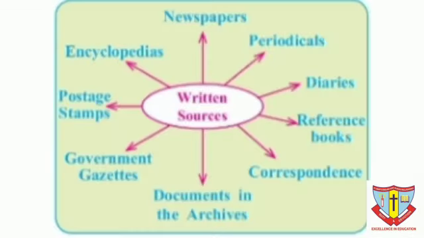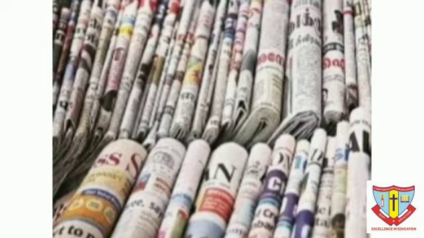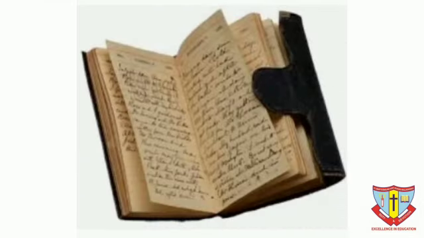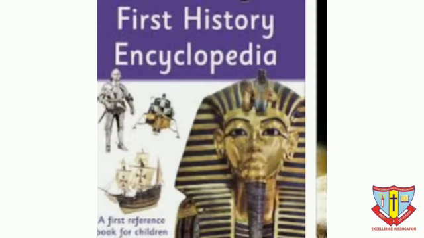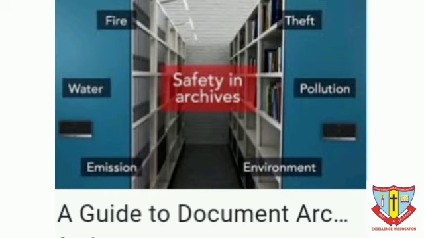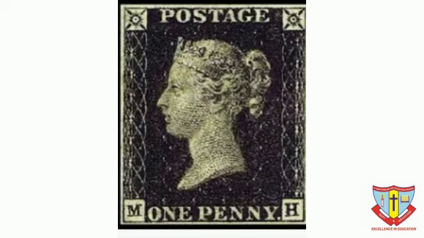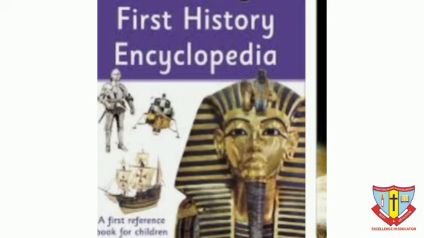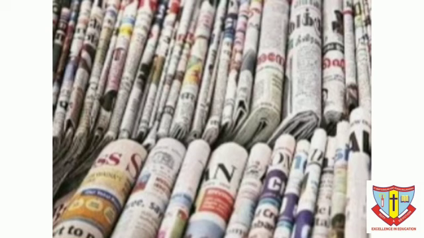Let's see the sources covered in written sources. In written sources, we study from newspapers, periodicals, diaries, reference books, correspondence, documents in the archives, government gazettes, postage stamps, encyclopedias, etc. Newspapers are considered the fourth pillar of democracy in the modern period.